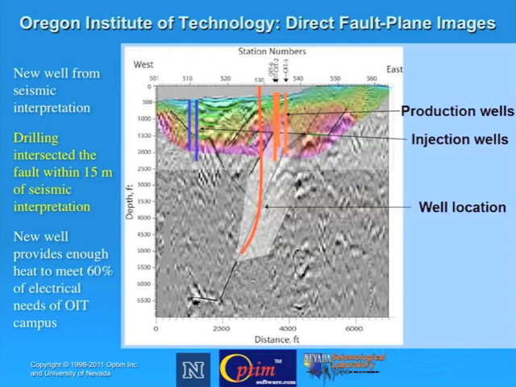The new well provides enough heat to meet 60% of the electrical needs of the OIT campus. So really a good economic success here, and this presages the work that Optum is continuing as Klamath Basin Geopower in the Olene Gap area.